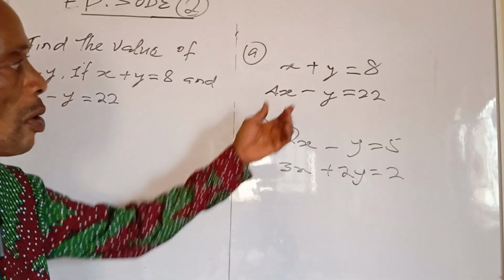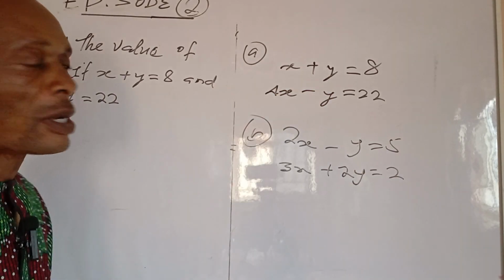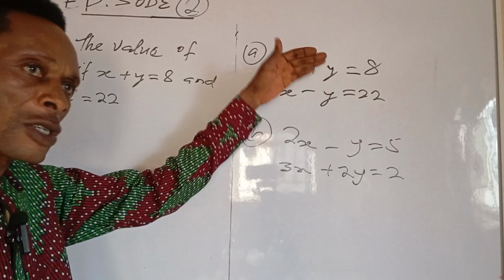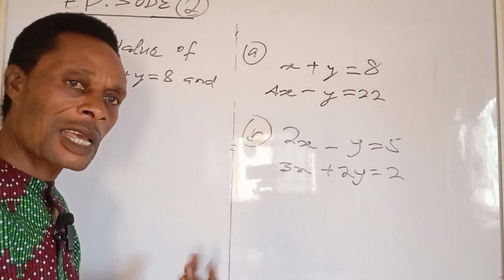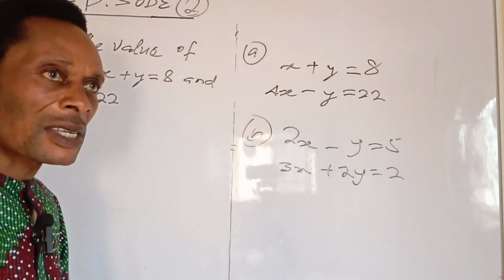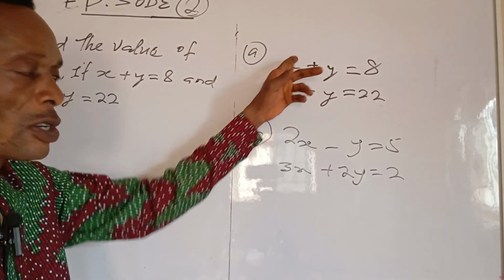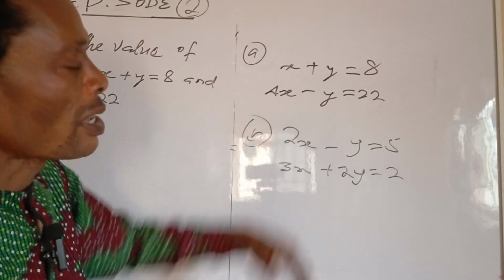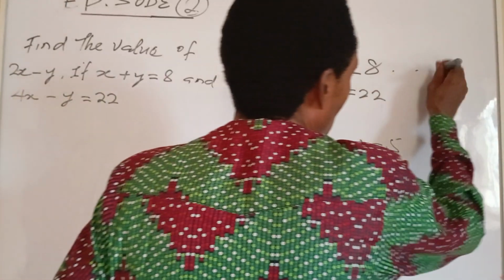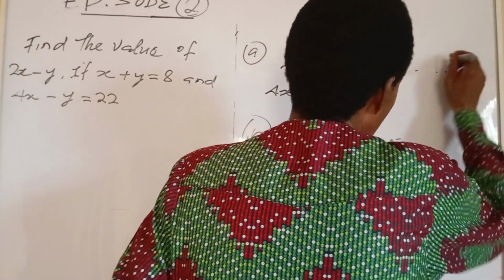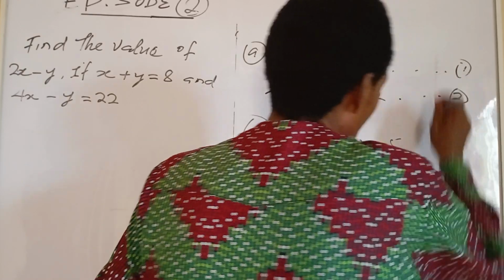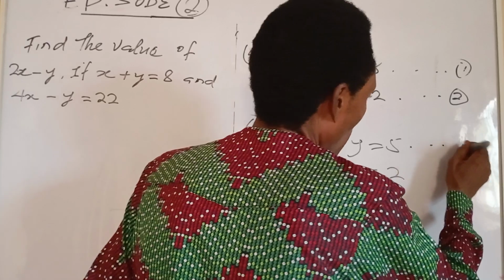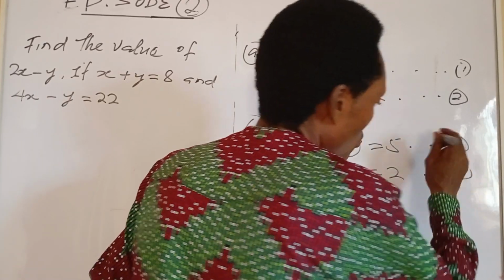This is called a simultaneous linear equation because the highest power here is 1, and likewise here. Linear means that the highest power is just 1. And the simultaneous equations come in pairs, meaning that we must solve the two equations simultaneously. This is equation 1, this is equation 2, and this one also equation 1 and this one also equation 2.